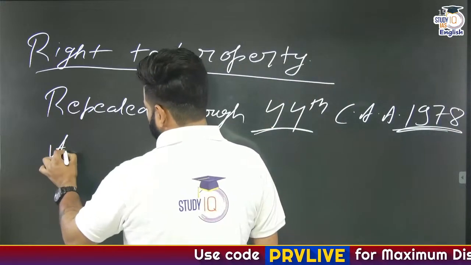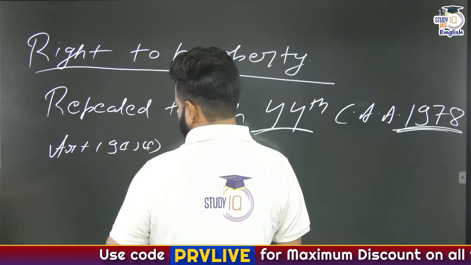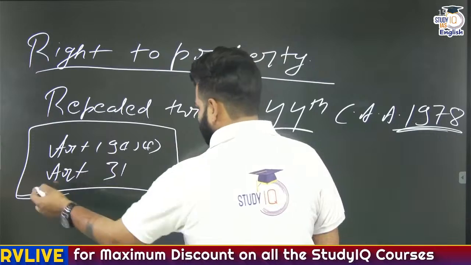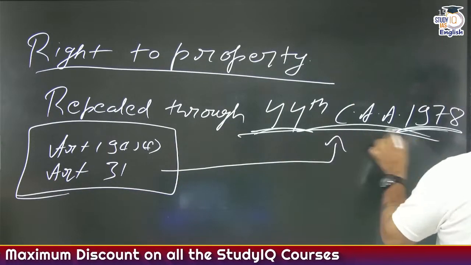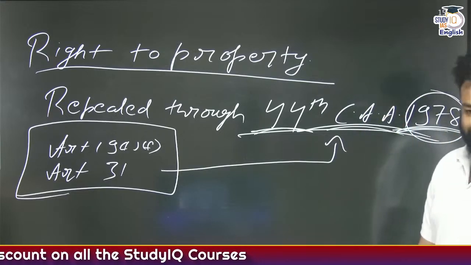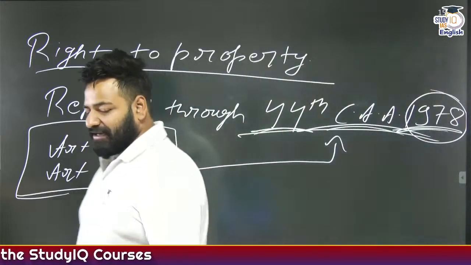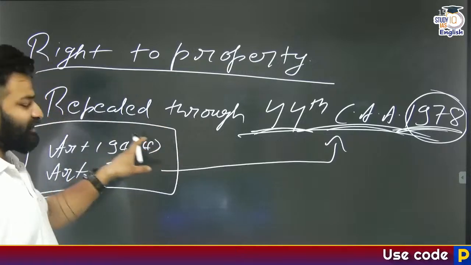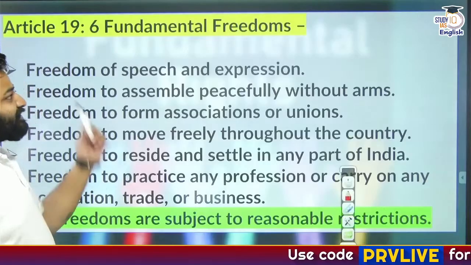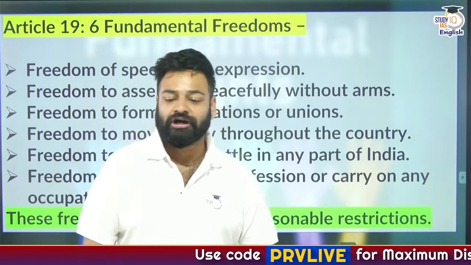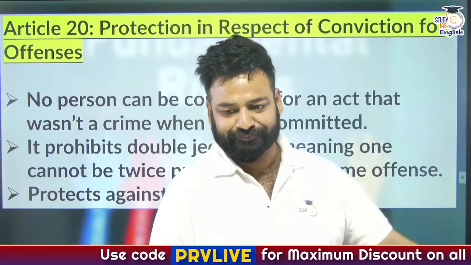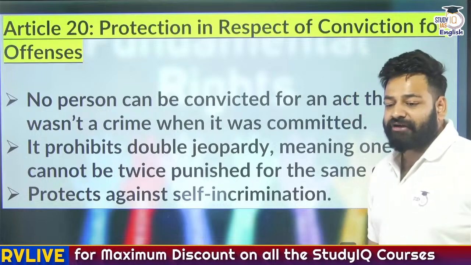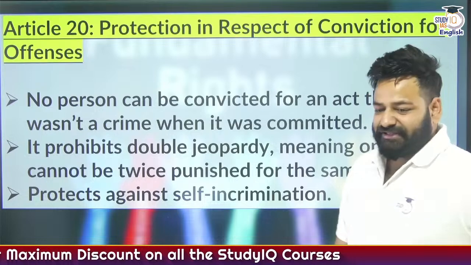Which articles were repealed? Article 19, Clause 1, Subclause F, and Article 31. Okay, these are the two articles which were repealed through the 44th Constitutional Amendment Act of 1978. Okay, so till 1978, Article 19 used to have 7 fundamental freedoms, but because Article 19 Clause 1 Subclause F was repealed, it is now left with 6 fundamental freedoms, and these 6 fundamental freedoms also come with reasonable restrictions. Okay, next, Article 20, protection in respect of conviction for offenses. Okay, what is this? Let's discuss.